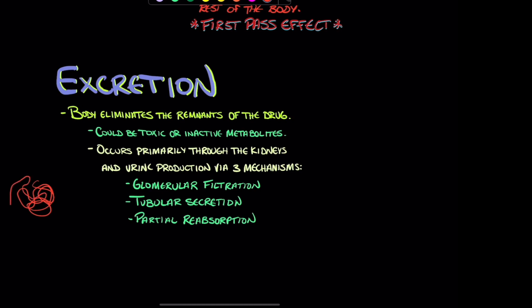Your glomerulus is that little piece of blood vessel that kind of looks like a bird's nest. It's a massive bowl of spaghetti. And it's what actually secretes the fluid and waste product into the nephron.